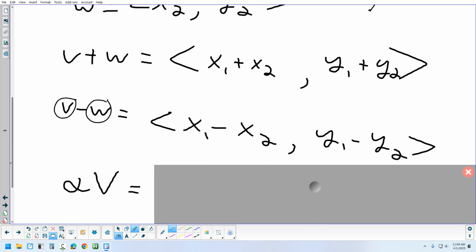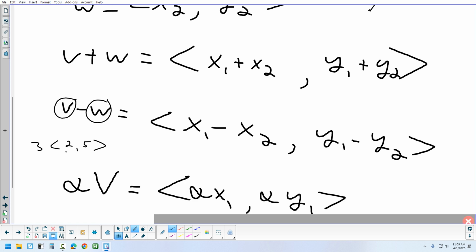Okay, the next one is going to be a scalar. Okay, this is a scalar product. If I took this vector, let's say I tripled it. Anybody have a guess what the new vector would be? If you took this vector and times it by 3. Yep. 6, 18. Yeah, you think it's kind of like a distributive property. You multiply each component by the scalar. So horizontal gets multiplied by the scalar, and then the vertical gets multiplied by the scalar.